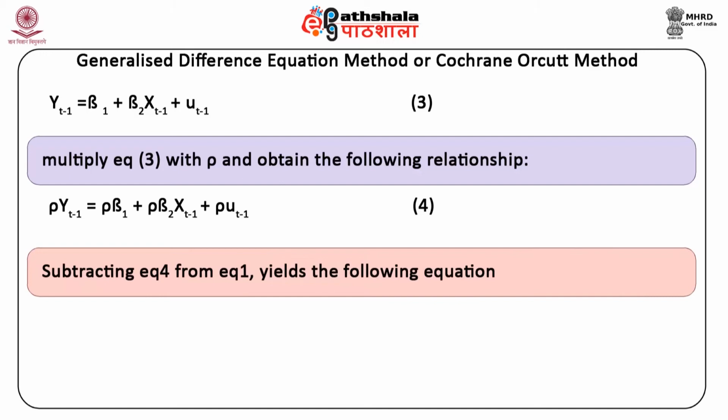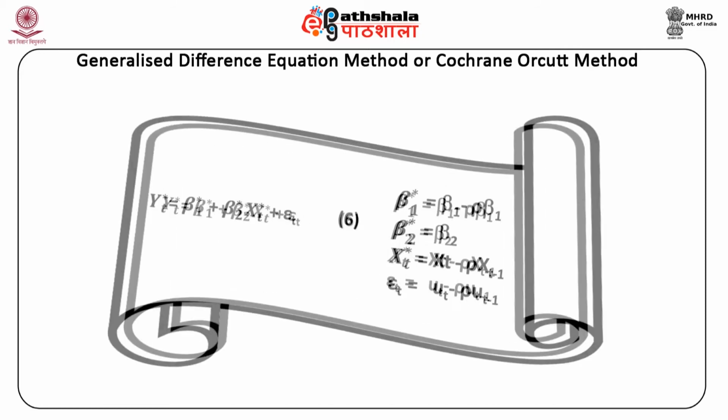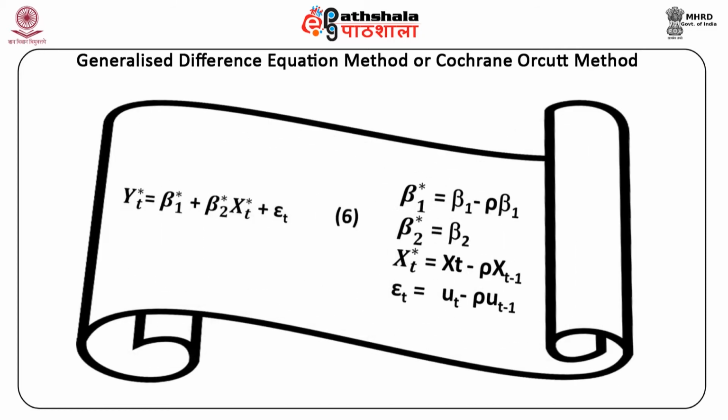Now subtracting equation 4 from equation 1 yields yt minus rho yt minus 1 equals beta 1 minus rho beta 1 plus beta 2 xt minus rho beta 2 xt minus 1 plus ut minus rho ut minus 1. Let's define this as equation 5. Equation 5 can be written as yt star equals beta 1 star plus beta 2 star into xt star plus epsilon t, and define it as equation 6.